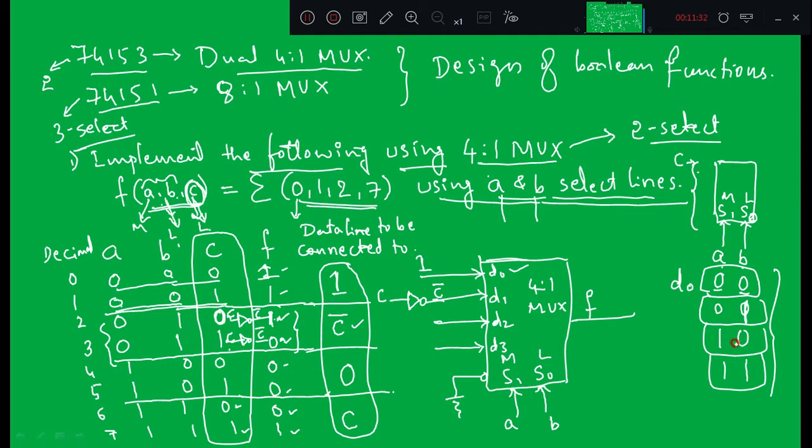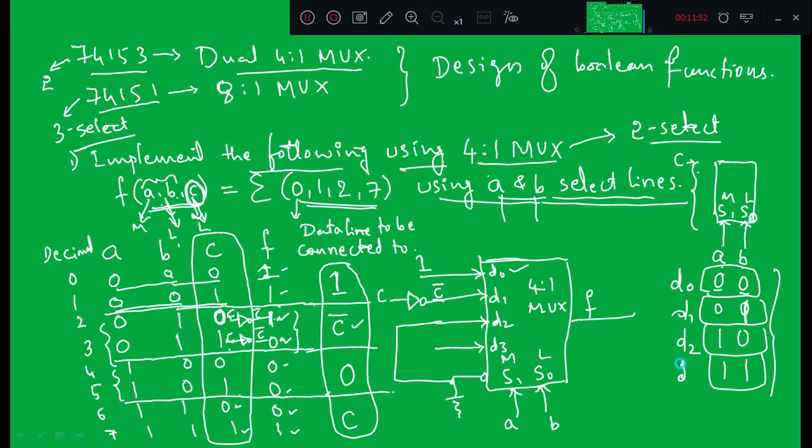Next, D2. When D2 is selected, when select line is 1 0, the combinations are 4 and 5. What is the output? Output is 0. That means D2 needs to be connected to ground, right?